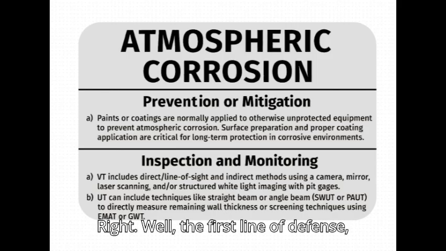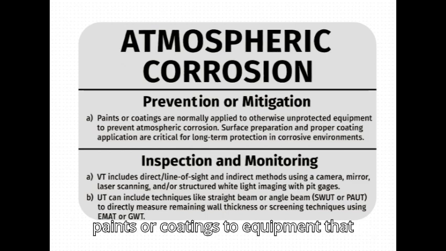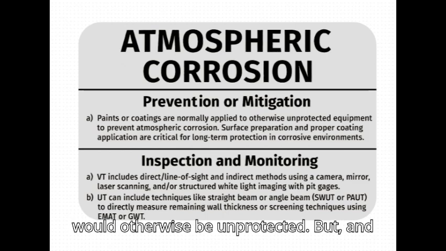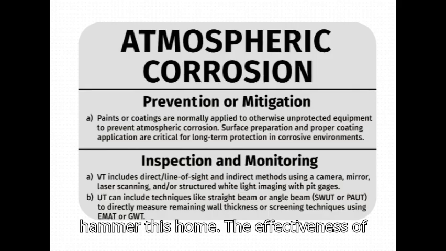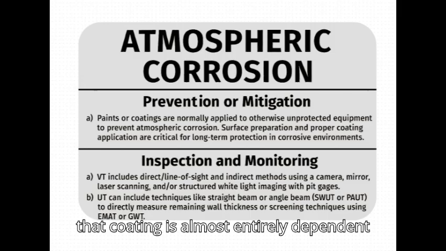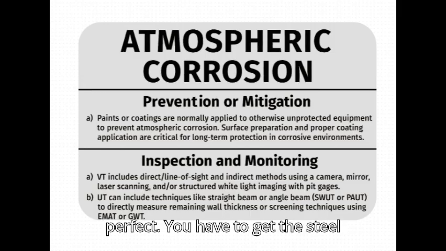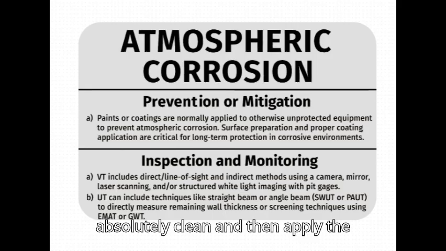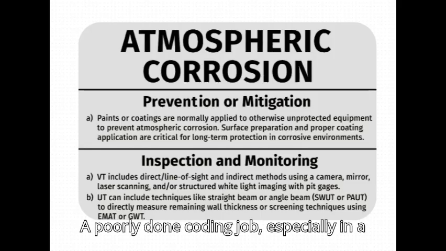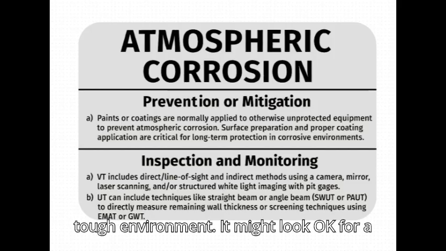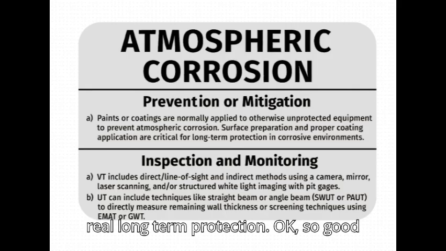Right. Well, the first line of defense, the most common one, is simply applying paints or coatings to equipment that would otherwise be unprotected. But, and this is critical, the sources really hammer this home. The effectiveness of that coating is almost entirely dependent on getting the surface preparation perfect. You have to get the steel absolutely clean, and then apply the coating correctly to the right thickness. A poorly done coating job, especially in a tough environment, might look okay for a short while, but it provides almost no real long-term protection.